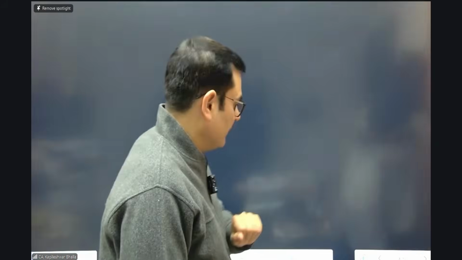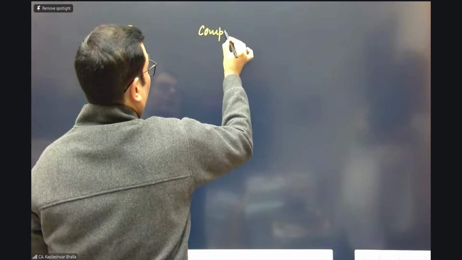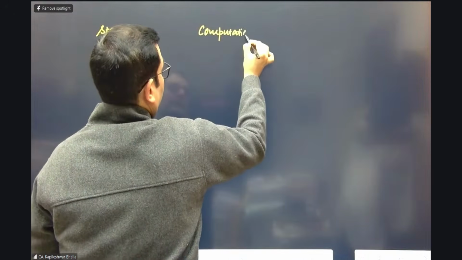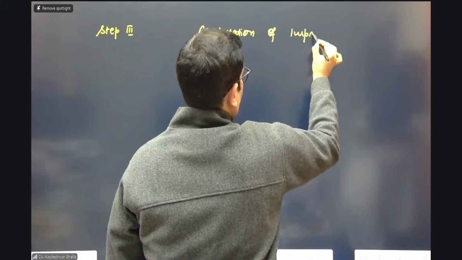Let's go to the next one. There's no question to be done on this particular part, because I think this is an easier part, just connecting the introduction to the standard. Now comes the crucial part, and that is step number 3, which is on the computation of the impairment loss.